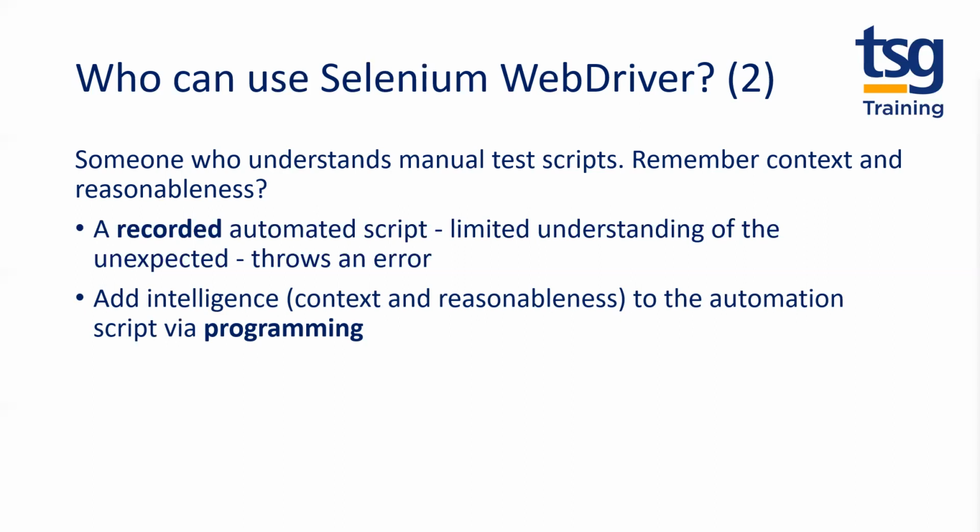This is why automation now works better. The intelligence can be added to the automation script. And by programming, we can capture the thought processes that a manual tester has, the context and the reasonableness of the result, and start making automation add more value. Often, it completes the test rather than it failing early, adding intelligence.